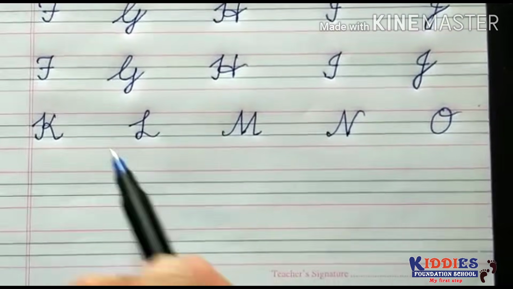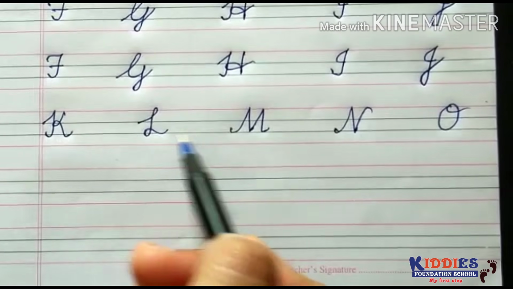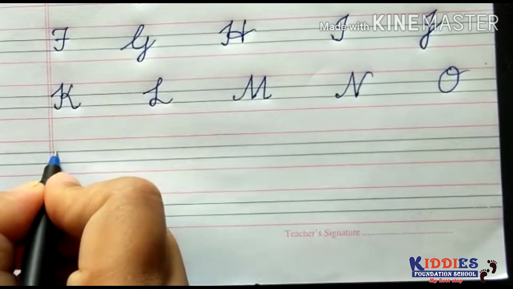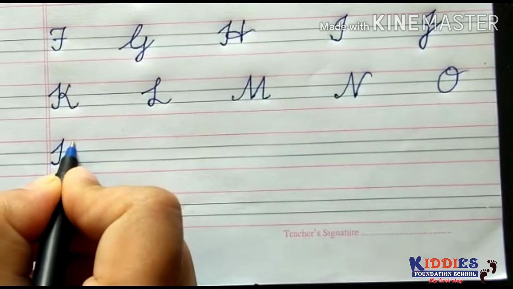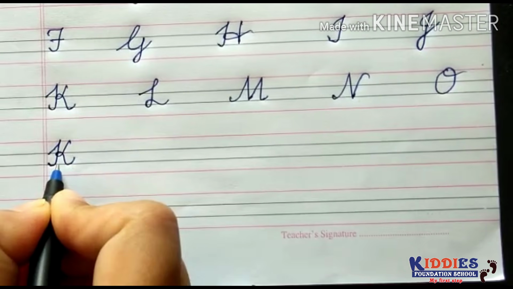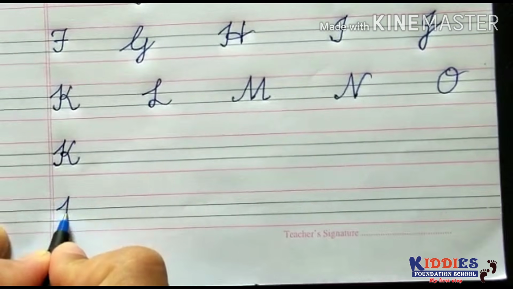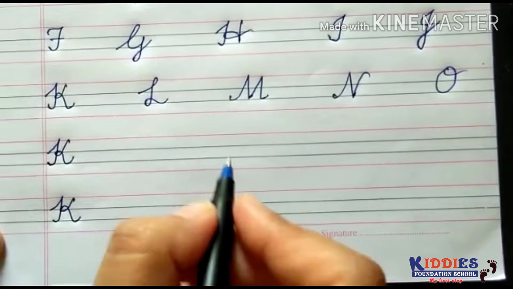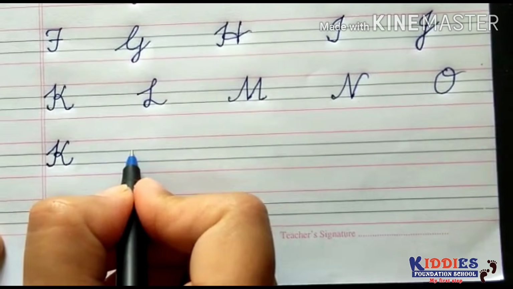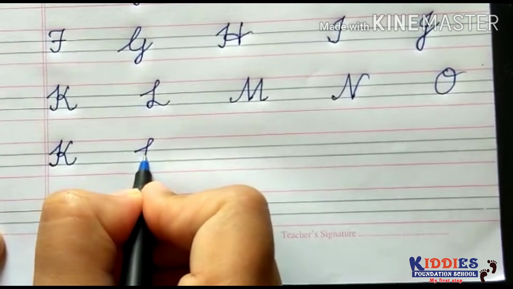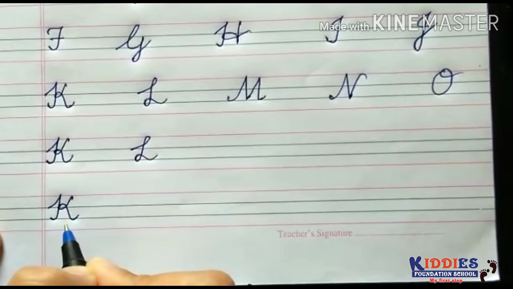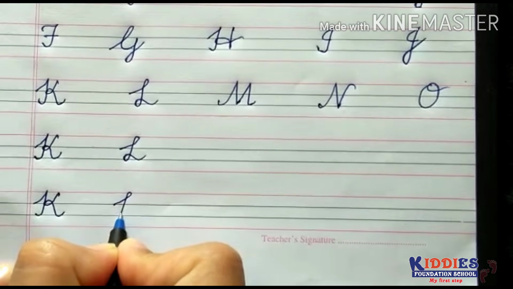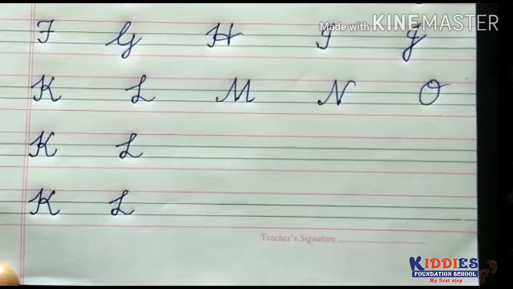Now we are going to learn how to write the letter K, L, M, N and O. Okay, starts from here. Once again like this. Now the letter L. L starts from here. Okay, from blue line to red line, then down, like this.